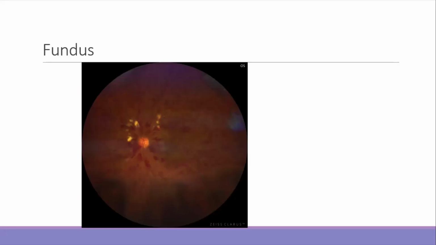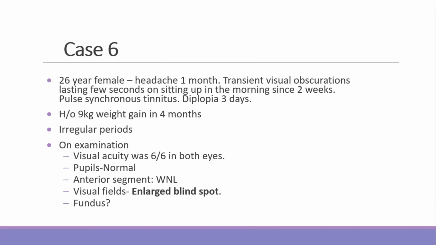This was the fundus picture. Multiple hemorrhages at various levels with cotton wool spots and hard exudates. Always remember, do not concentrate only on the disc. Look at the entire fundus, because this was the entire fundus picture. So what is your diagnosis now? CRVO. All right. So now coming to the bilateral disc edema.